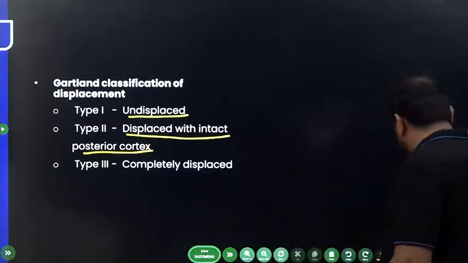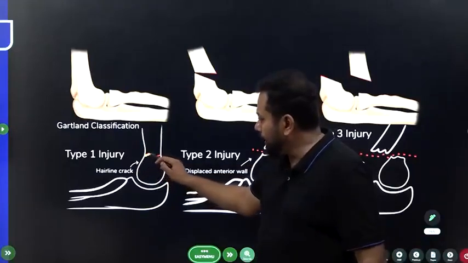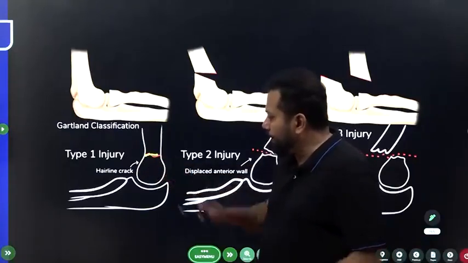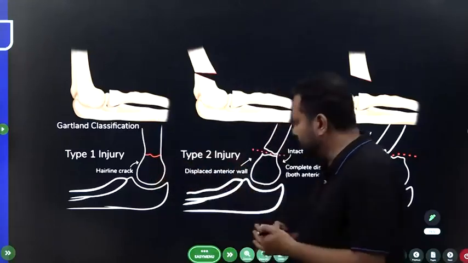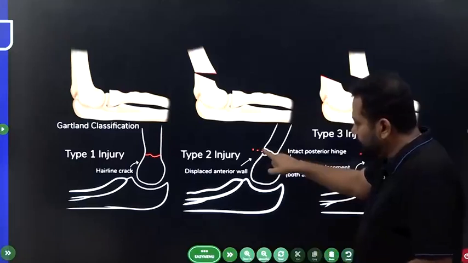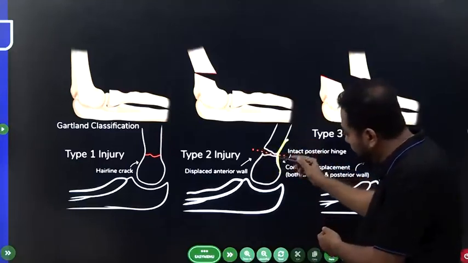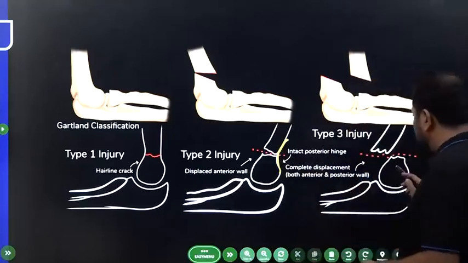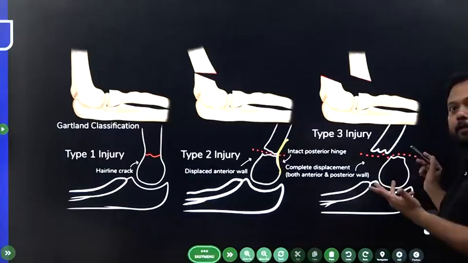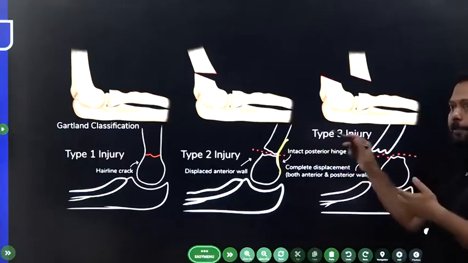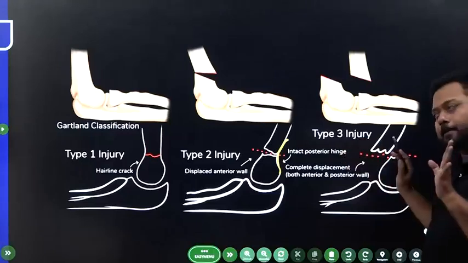Now you see the diagram. With this, you see type 1, just a hairline. This is a lateral view. Just a hairline crack is there, no displacement. Type 2, displacement is there anteriorly, but the posterior cortex is intact. So this is type 2. Type 3, totally displaced. So type 1 undisplaced, type 2 partially displaced with intact posterior cortex, type 3 completely displaced.